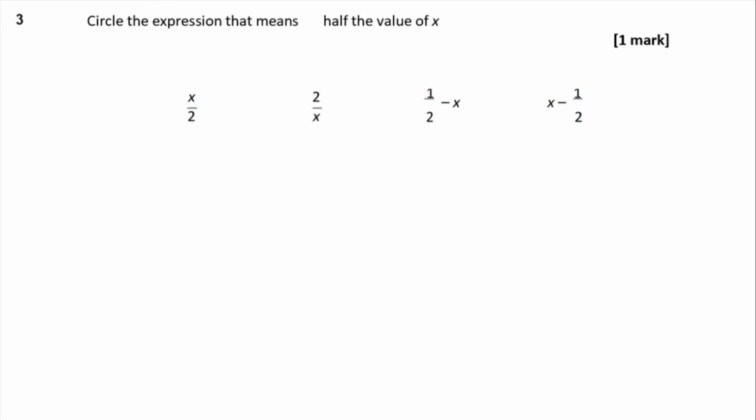Question 3. Circle the expression that means half the value of x. Well, half the value means take the value of x and divide it by 2, isn't it? And multiplying by half is the same as dividing by 2. So it's this one here, x over 2. x over 2 is equal to half the value of x.